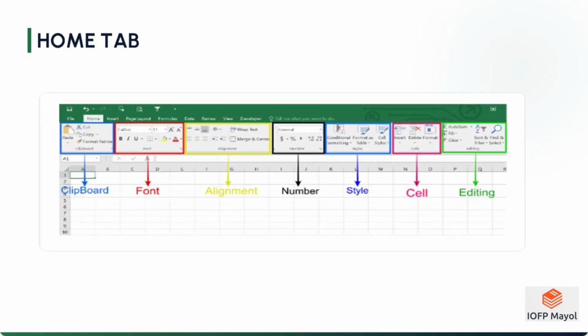For example, the Home tab. Each tab is divided into groups of buttons based on related features, for example, clipboard, font, alignment, number, style, cell, editing in the Home tab.